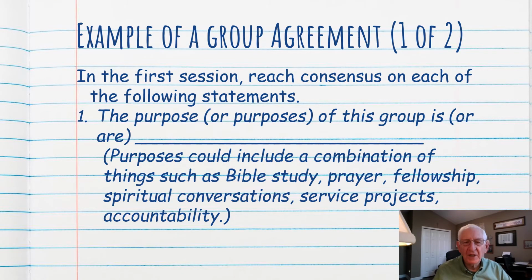At the first meeting of the group, it's usually helpful to include a group agreement. That is, have everyone on the same page for what's going to happen at group meetings. So this takes place through discussion. In the first session, reach consensus on each of the following statements. The purpose or purposes of this group is to. Purposes could include a combination of things or emphasize one more than another, such as Bible study, prayer, fellowship, spiritual conversations, service projects, and accountability.